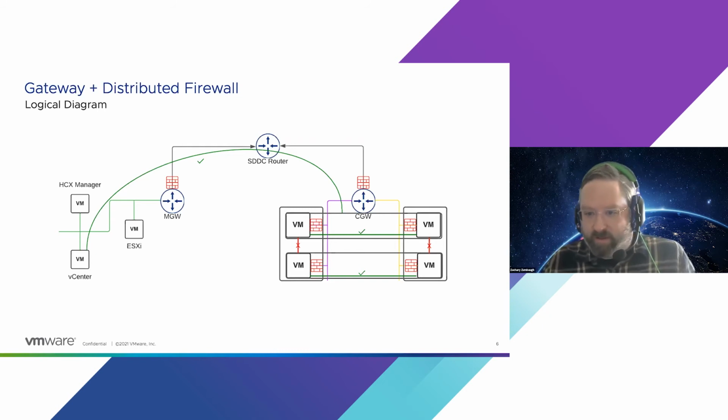So in this case, the VMs on the left can communicate with the VMs on the right side, but the VMs on the left or right respectively can't communicate with each other. And then this top group can communicate with the vCenter or the management gateway.